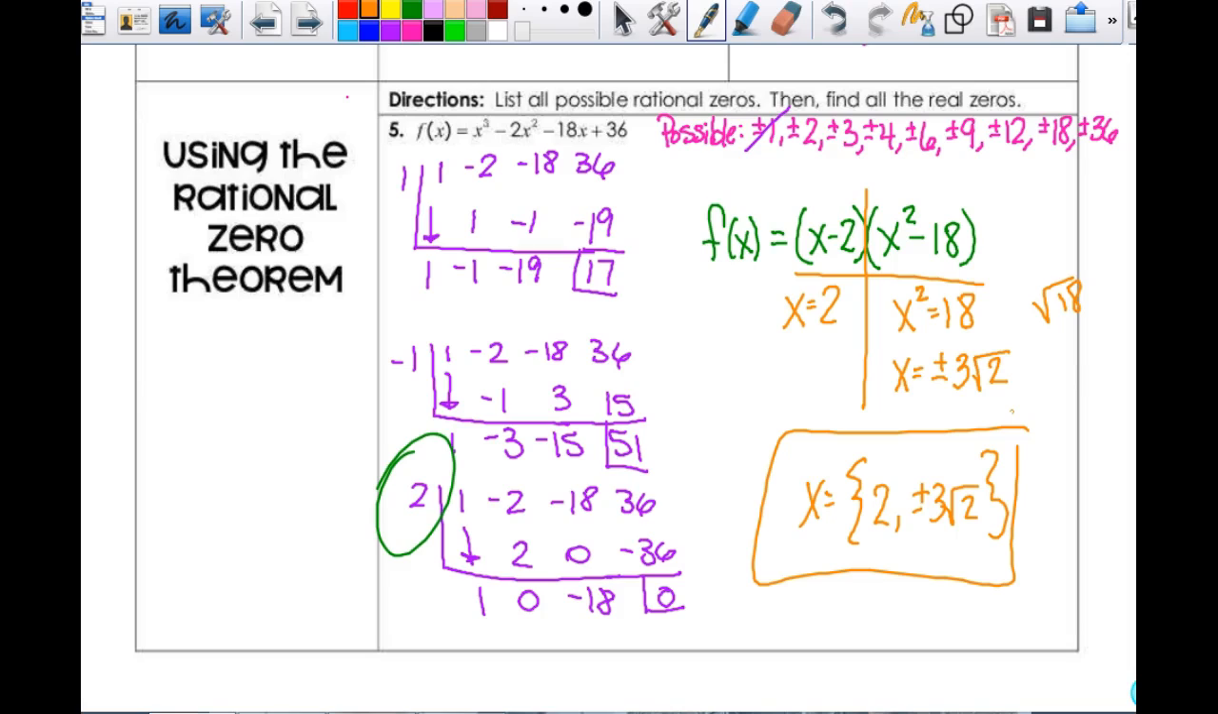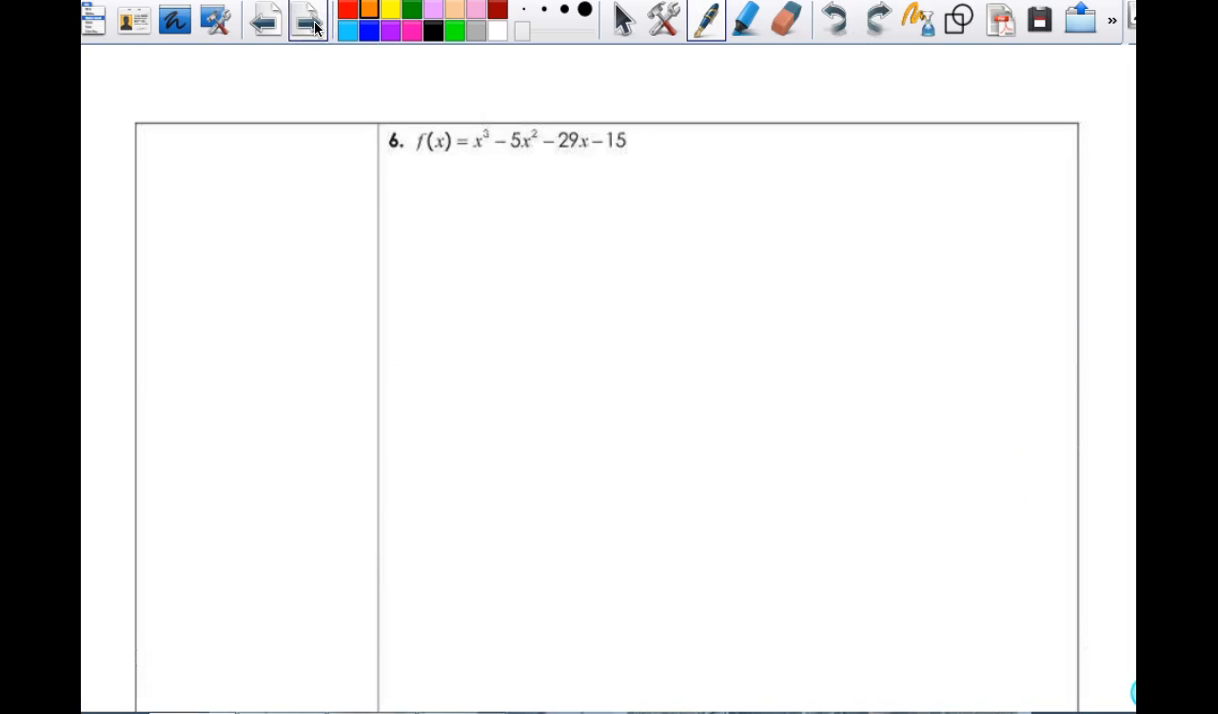Alrighty, so flip it over on the back here. Let's look at number 6. All right, so same thing. Now this one, does this one factor? Could I factor this one by grouping? No, this one actually doesn't factor, which is, I mean, if it factored, we could just factor it, and I know that. So we've got to do our possibilities first.